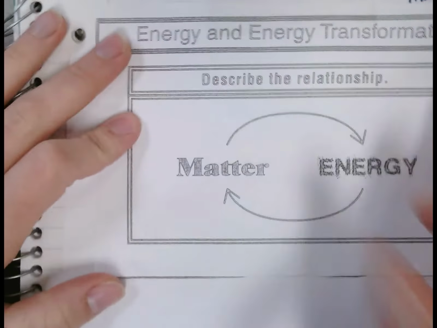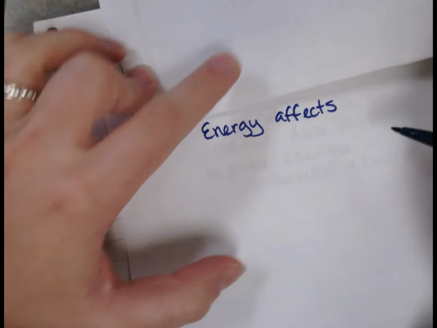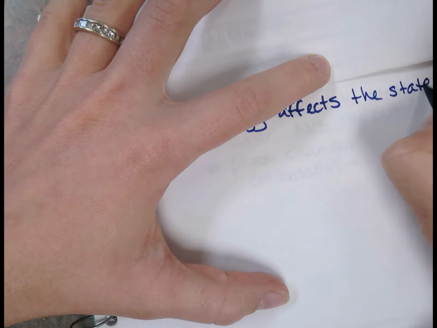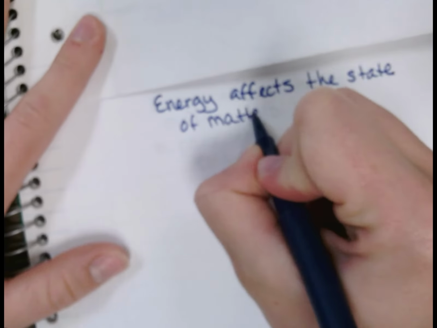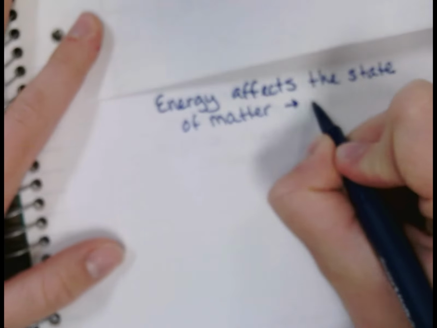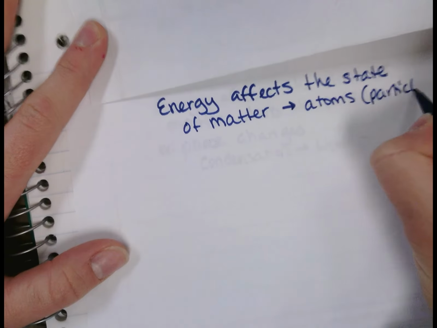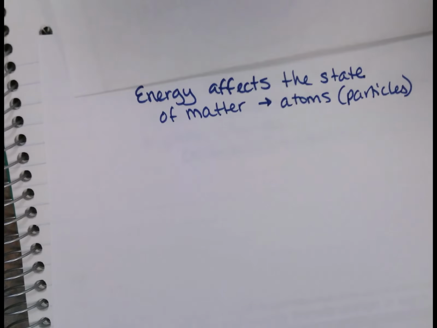So describe the relationship between matter and energy. They are very much related. Energy affects the state of matter, which includes the atoms, particles that make up matter. So energy affects the state of matter, in other words, the atoms.